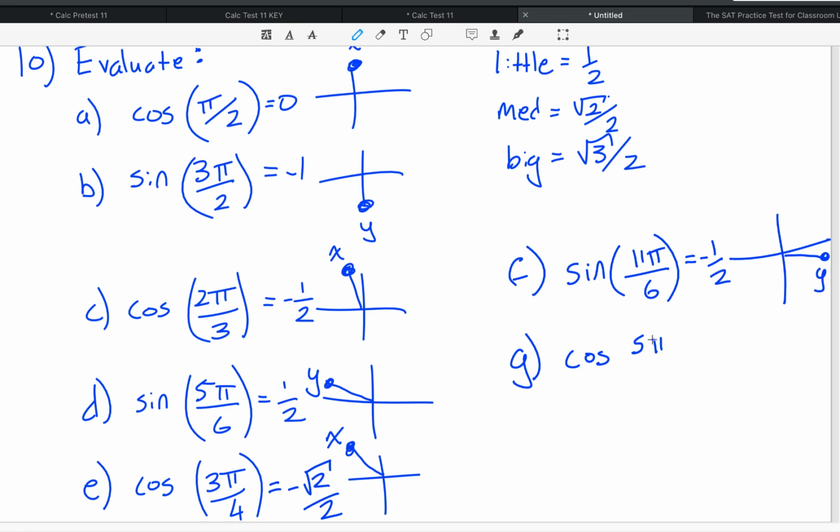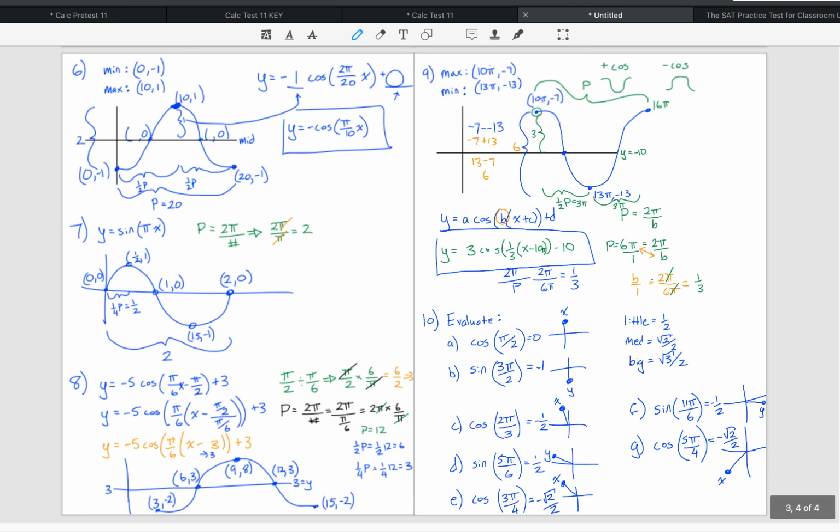And finally, the last question on this entire pretest, cosine of 5 pi over 4. Where is 5 pi over 4? Oop, that line should have gone over there. 5 pi over 4 lives right here. Cosine is the x-coordinate. How much to the left did you move? You moved left a medium amount. That is negative √2 over 2. And that is the final answer for our practice test.